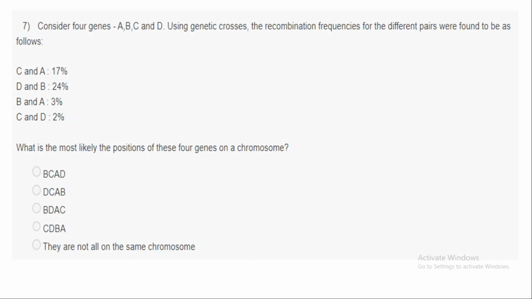Based on the recombination frequency, I gave you the biggest hint, right, guys? The higher recombination frequency will occur when genes are farther apart, and low recombination frequency will occur when genes are close together. So now what do you think will be the arrangement of these four genes A, B, C, D? Just try it out.